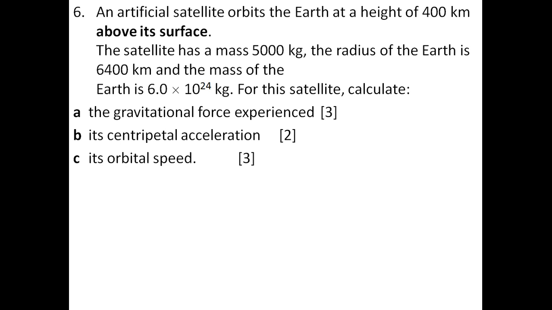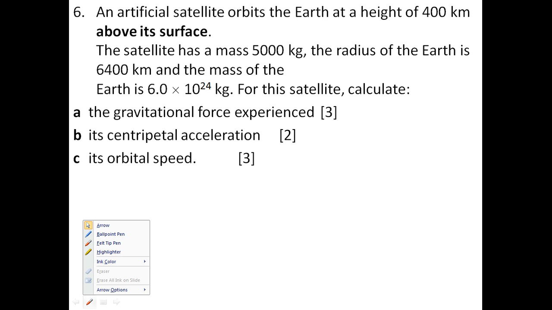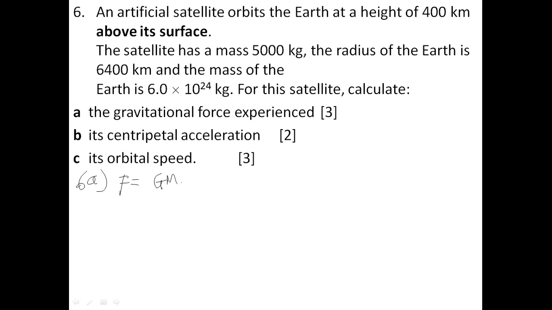Okay, so let's start to do the calculation. Sorry, I have to call up my pen first. Okay, so 6A requires us to find the gravitational force experienced. So F equals G m1 m2. I can call up Newton's gravitational law to find the force. Again, this is very typical. This is the gravitational constant.